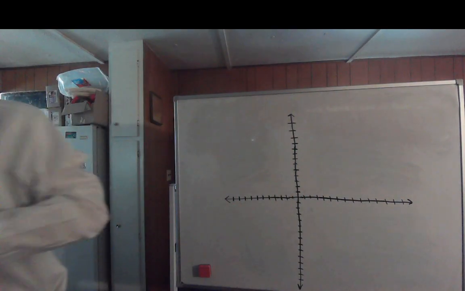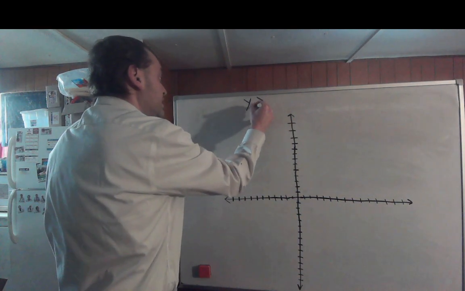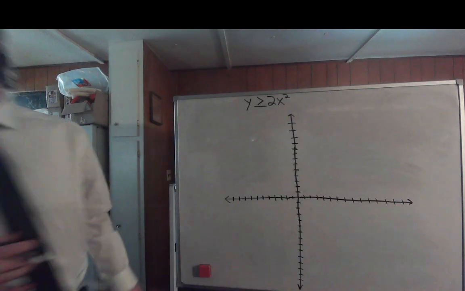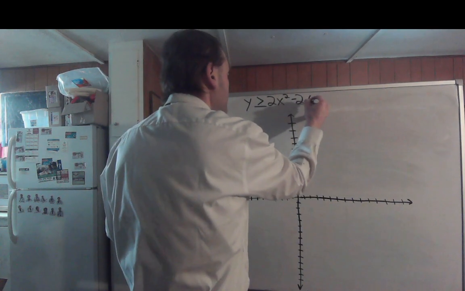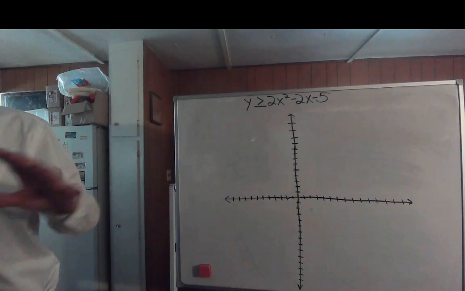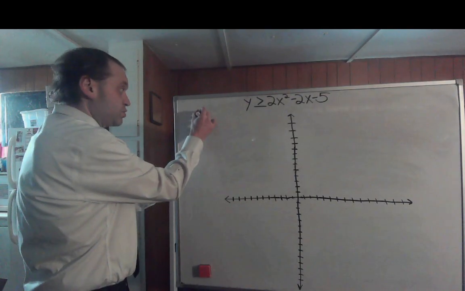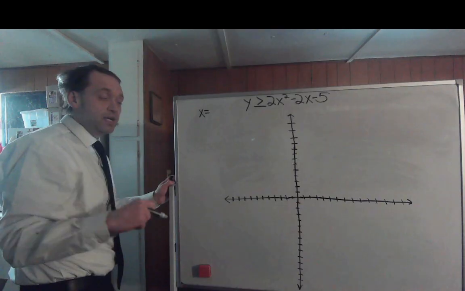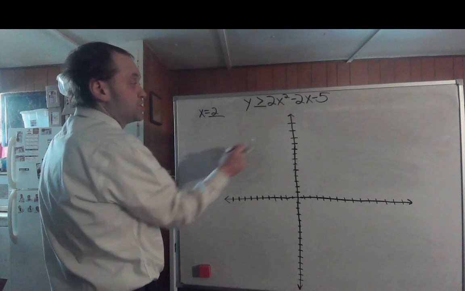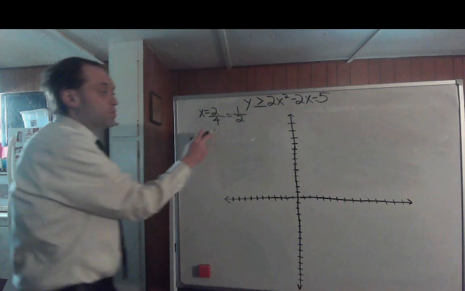All right. y is greater than or equal to 2x squared minus 2x minus 5. So y is greater than or equal to 2x squared minus 2x minus 5. So the x-coordinate of your vertex is always the negative of b over 2a. So negative negative 2 is positive 2, over 2 times that 2 is 4. So the x-coordinate of the vertex is at 1/2.